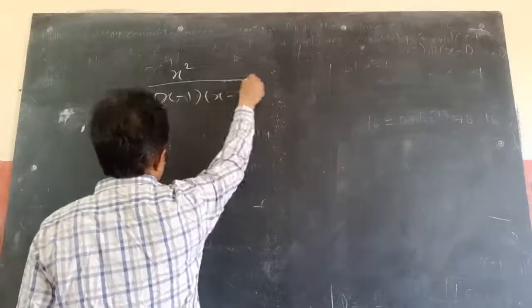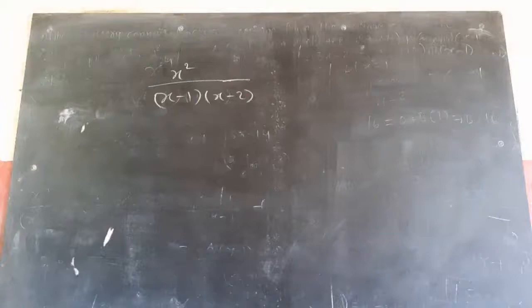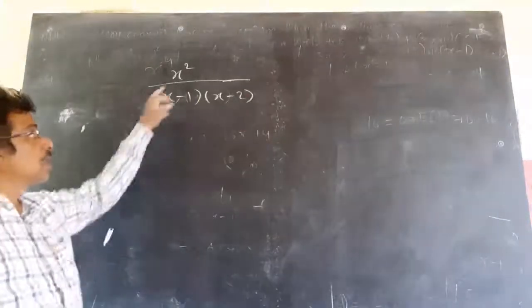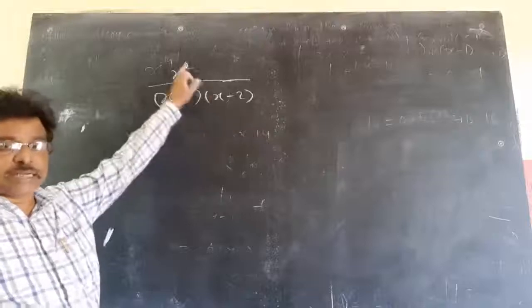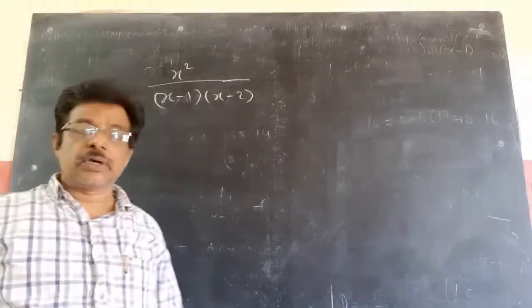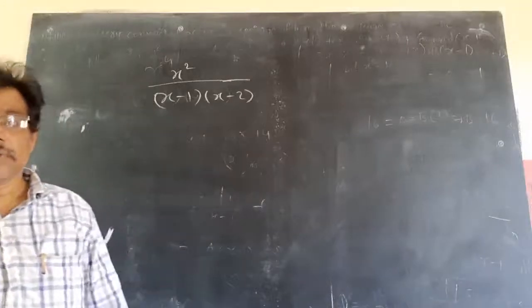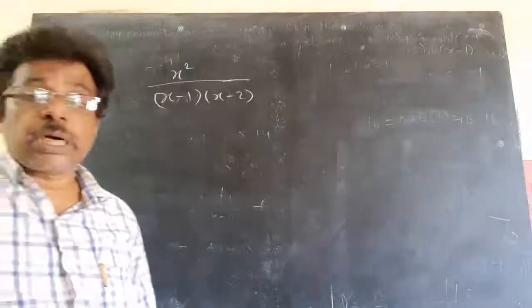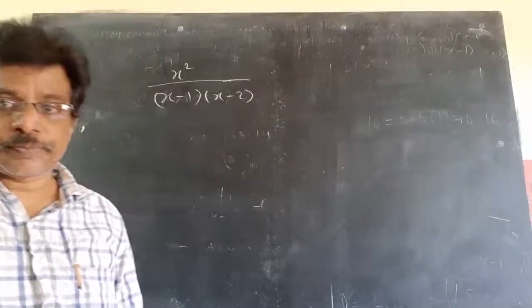The denominator has the same factors, but the numerator, instead of x power 4, is x square. What I want to say is both are of the same degree. Here x square, here also x square. The numerator is x square, the denominator is also of degree two. Both are of the same degree, then what to do?